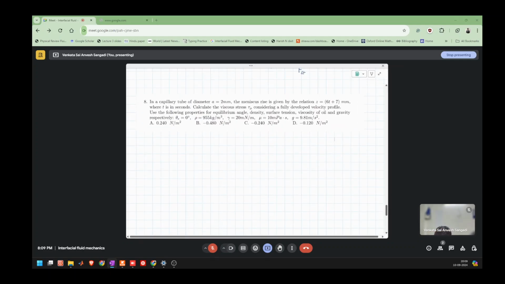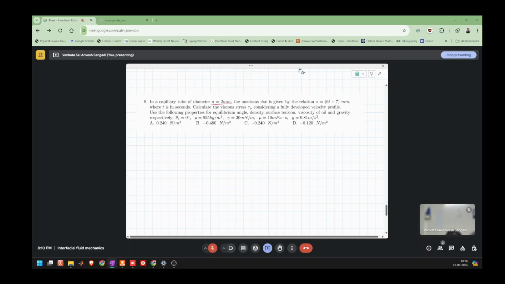So we'll read question number 8. In a capillary tube of diameter 2 mm, the meniscus rise is given by the relation Z equals 6t plus 7 mm, where t is in seconds. Calculate the viscous stress tau mu considering a fully developed velocity profile, and the properties are given below.